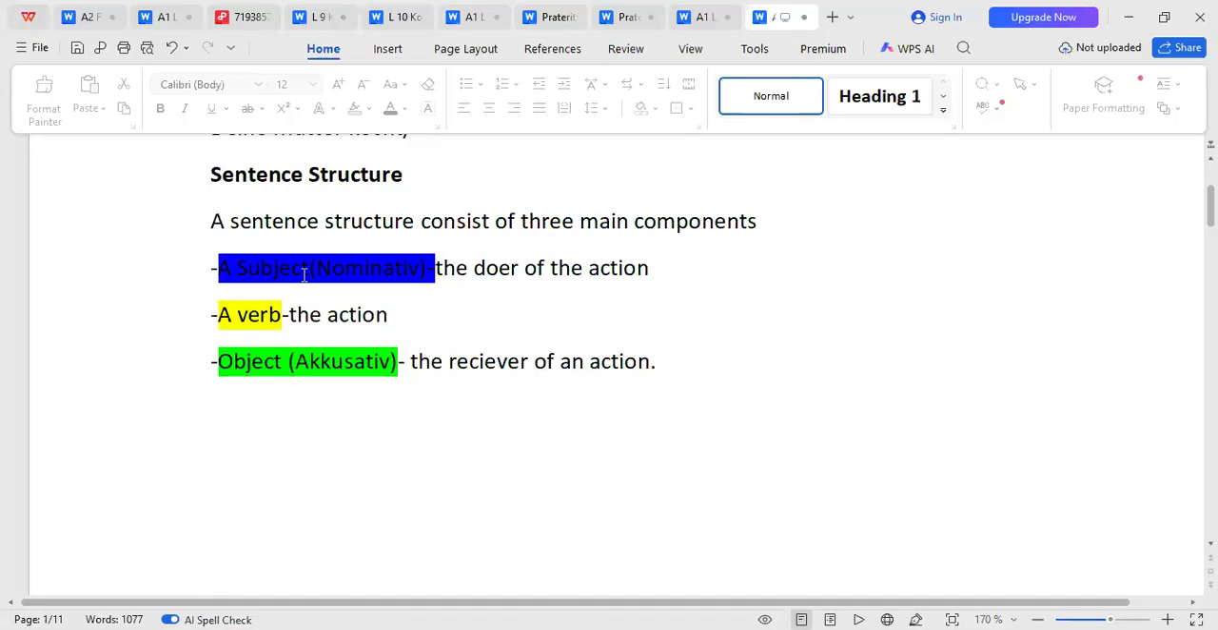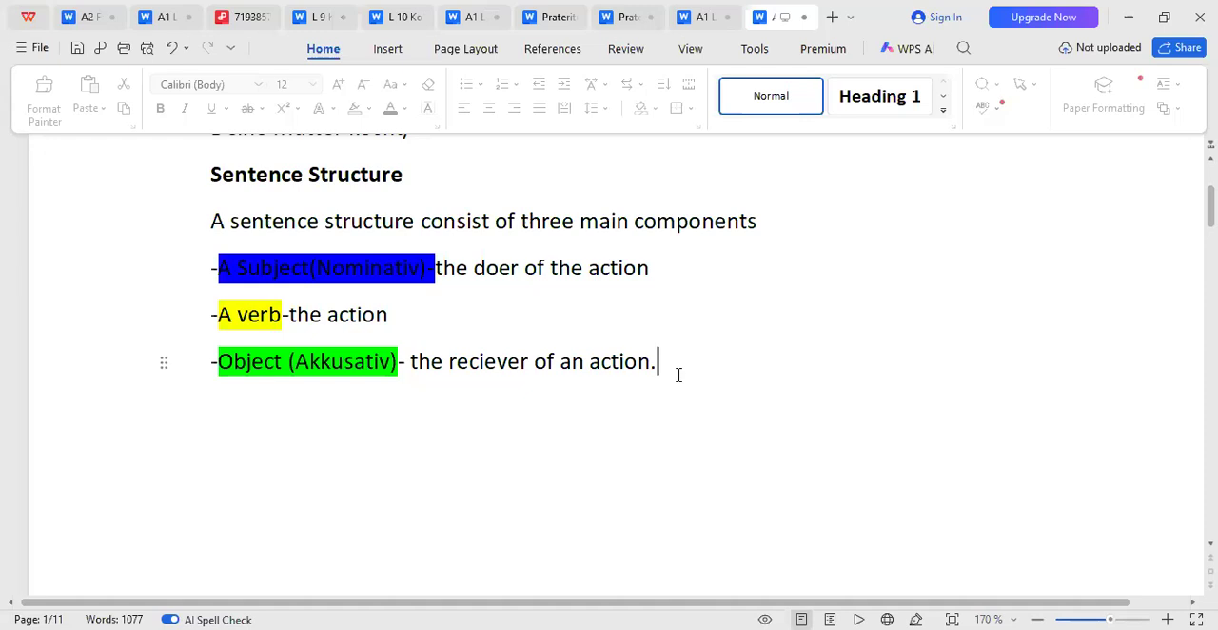Number one, the subject, which is called nominative, the doer of an action: I, we, you, he, she. Then you have the verb. The verb is the action. Then you have the object. Object is called the accusative, and the object is the receiver of the action. Of course, students, the very moment you get in the classes, you'll be told more on this, what is accusative. But basically it's about sentence structure.